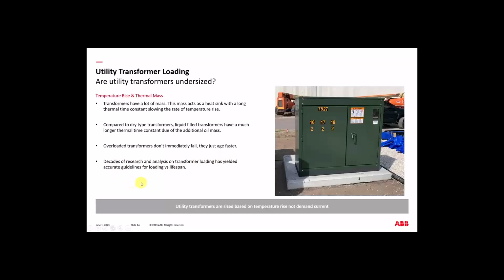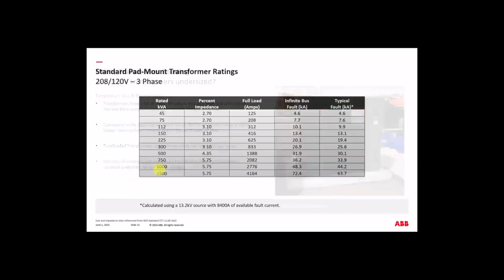That leads me to a point here. Decades of research and analysis on transformer loading has yielded very accurate guidelines for loading versus lifespan. So bottom line is utilities don't want to spend a lot of money that they don't have to. So they're going to give you the smallest transformer in terms of kVA that will practically work on the system that you designed. So that's the difference. But it's all real. No one's shortchanging you. It all works out because it's all based on a long period of operation and their knowledge base.